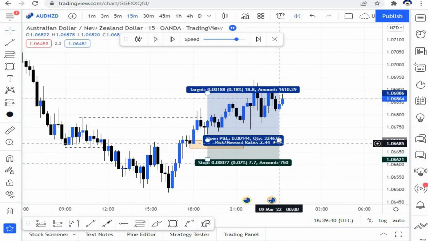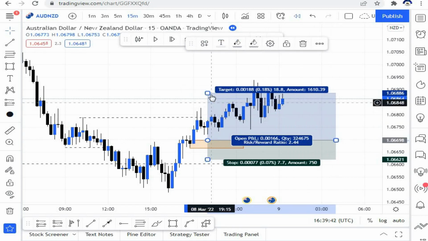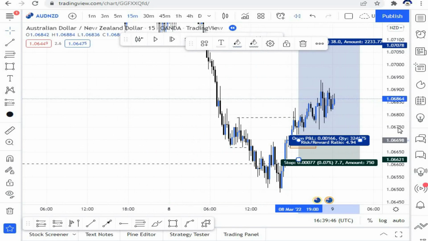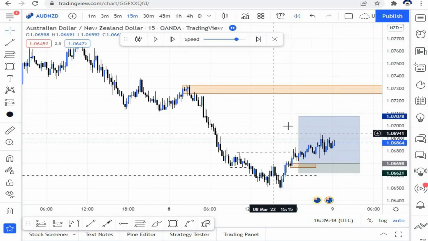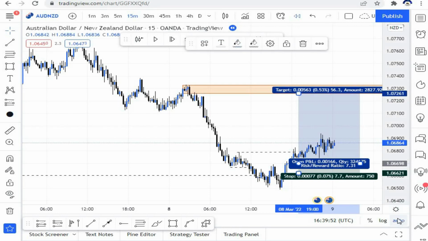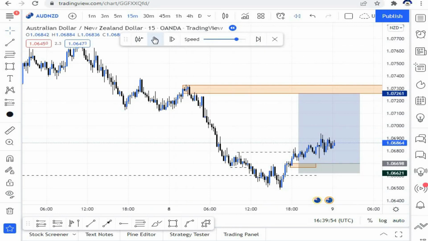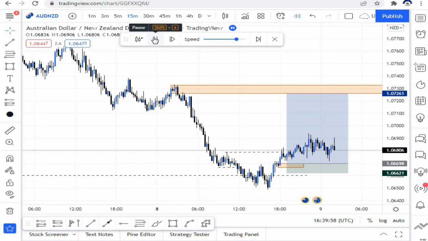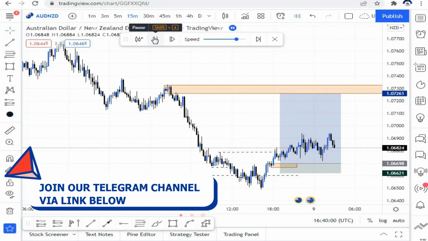Let me pause and zoom in something like this. Okay, something like this, guys. Here is where we are expecting the price to drop, right? So let's see if the price will come or it will continue going up.